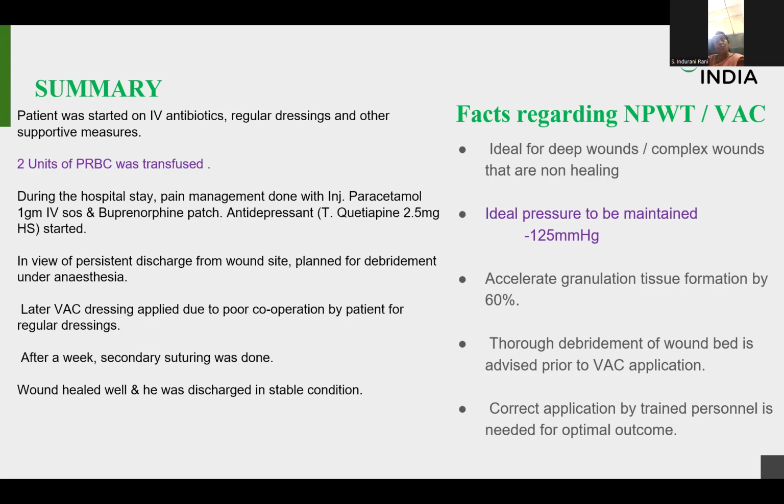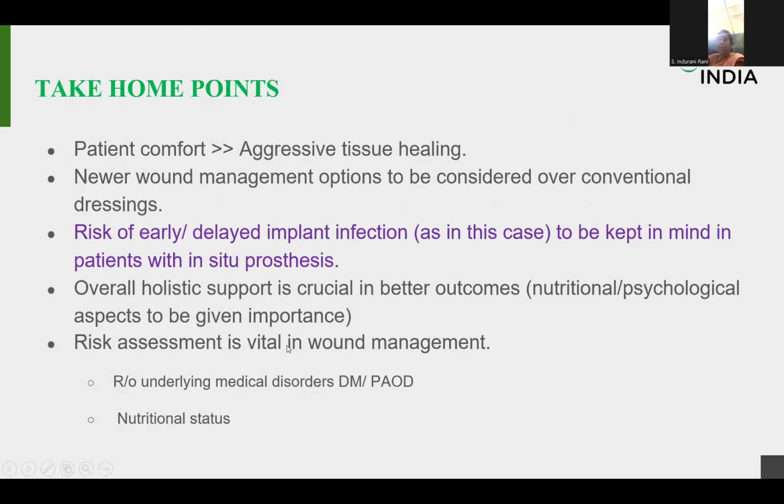Facts regarding the VAC. Ideal for deep wounds and complex wounds that are not healing. Ideal pressure to be maintained is minus 125 mmHg. It will accelerate granulation tissue formation by 60%. Thorough debridement of the wound bed is advised prior to VAC application. Correct application by trained personnel is needed for optimal outcome. Take home point: patient comfort, aggressive tissue healing. A newer wound management option to be considered over conventional dressing.